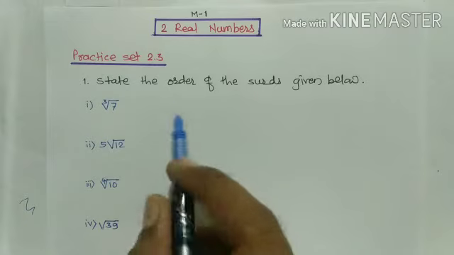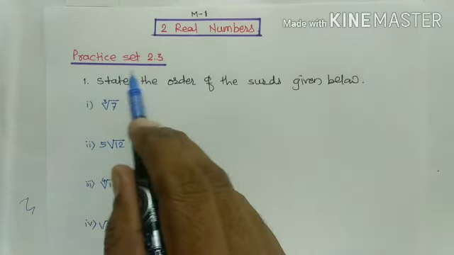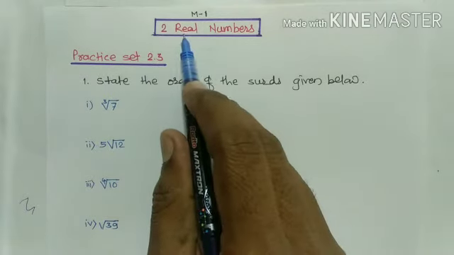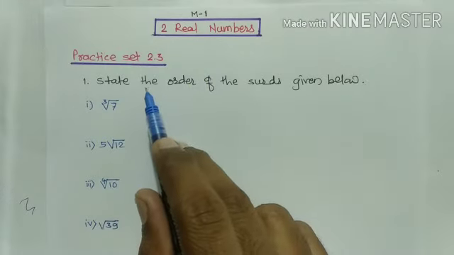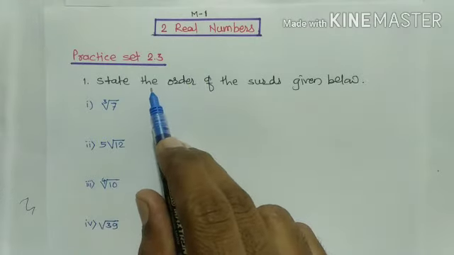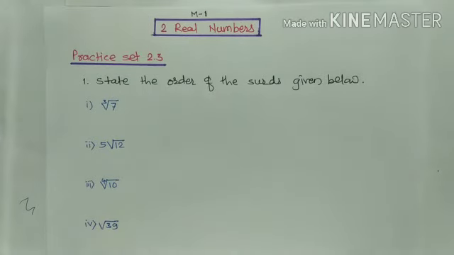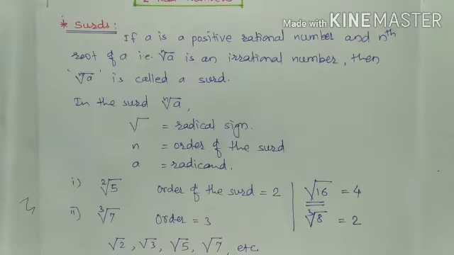Hello friends, in this video we are going to solve the examples in practice set 2.3 from the chapter of maths paper first, that is the real numbers. Before we start to solve the examples in this practice set, just to recall what we studied in the previous video. In the previous video we have studied about the surds, how it is meant by surds.